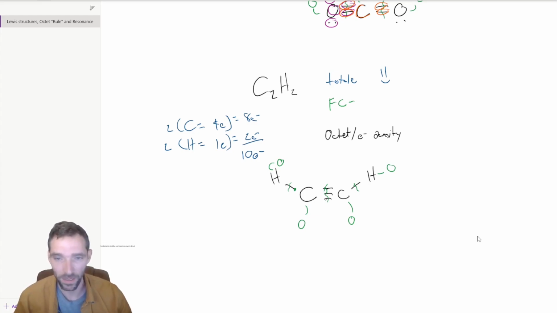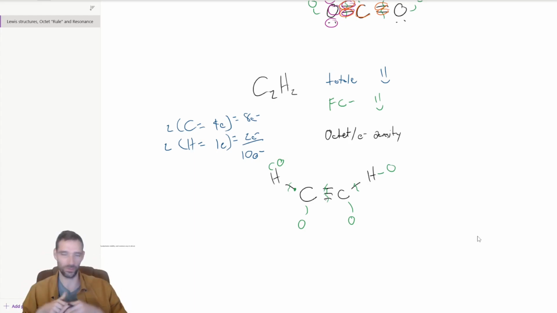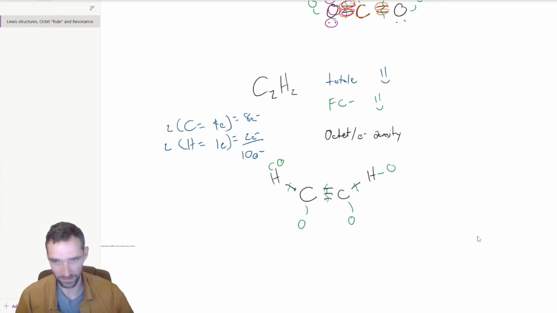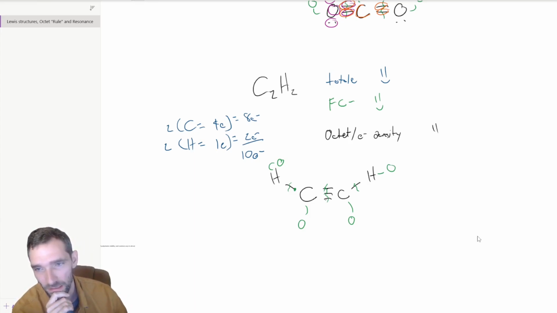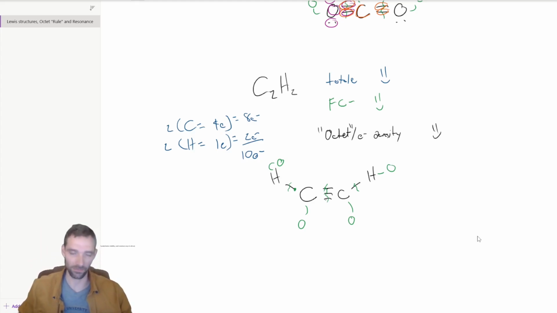For the octet rule, this is also looking pretty good because carbon has to follow that octet rule or suggestion. It only has 4 orbitals that it can work with, so it strictly has to follow that. And hydrogen only has access to 1. So it's looking good in terms of that rule set as well.